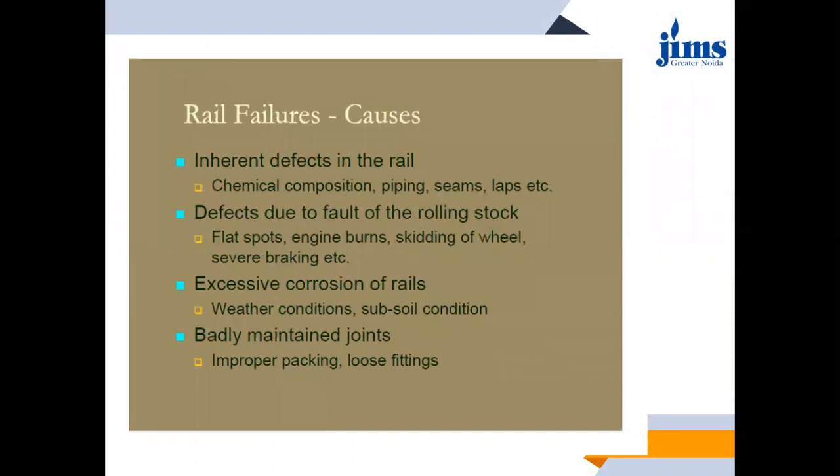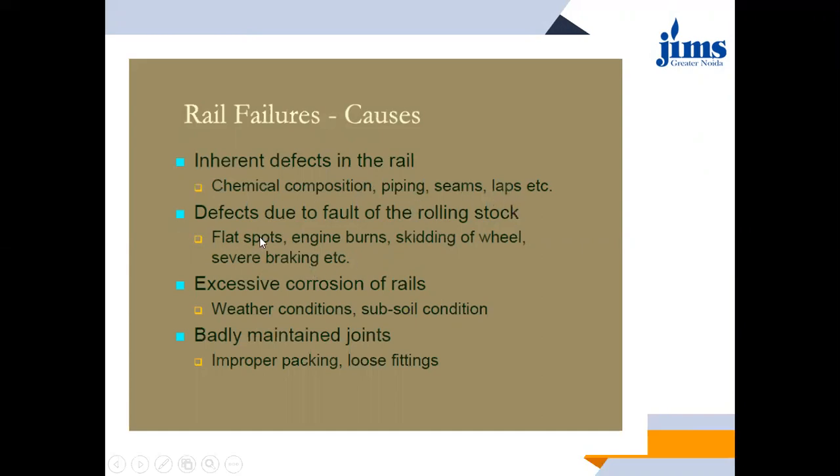So what causes these rail failures basically? The very first reason for these rail failures is the inherent defects in the rail itself. Any rail might have an inbuilt defect from manufacturing. These defects include chemical composition, piping, seams, laps, etc.